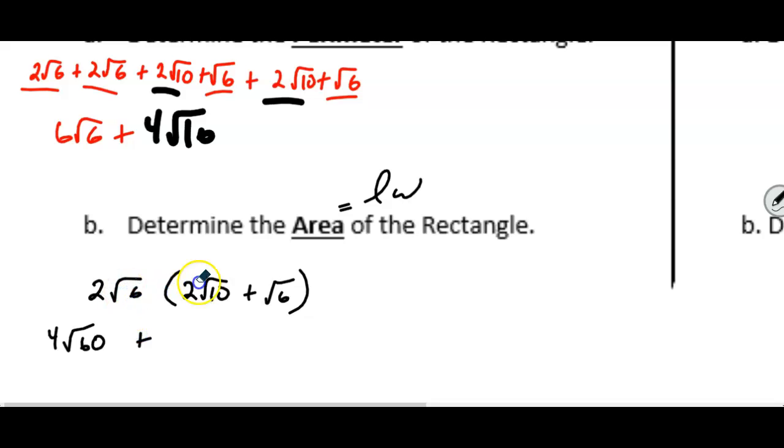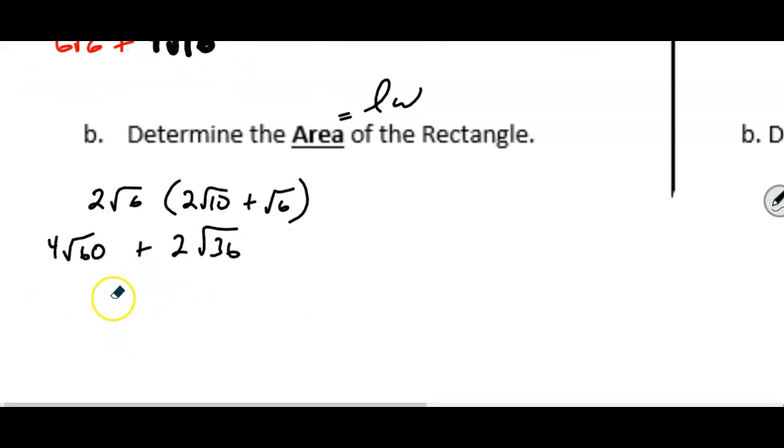And then 2 radical 6 times radical 6 is going to be 2 radical 36, because square root of 6 times square root of 6 is square root of 36. And then we just need to simplify from there. Is that a perfect square? Yeah, you got 4. Let's see if there's one larger, 16. No. So 4 is the largest perfect square that goes right here.